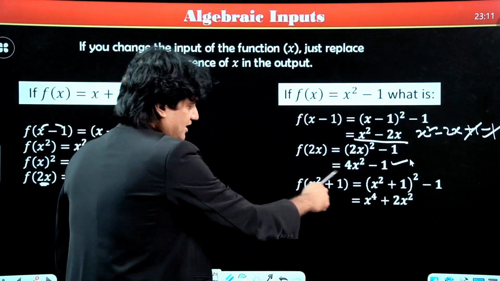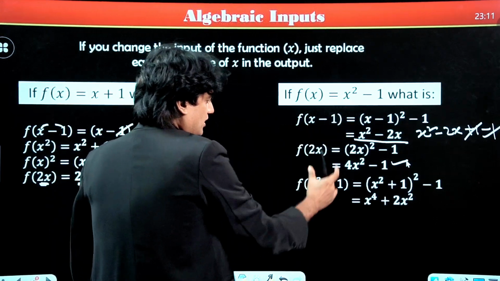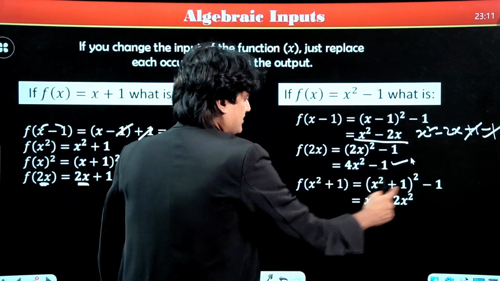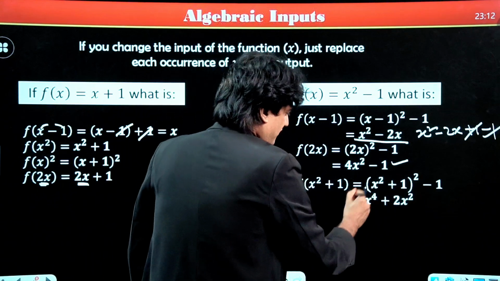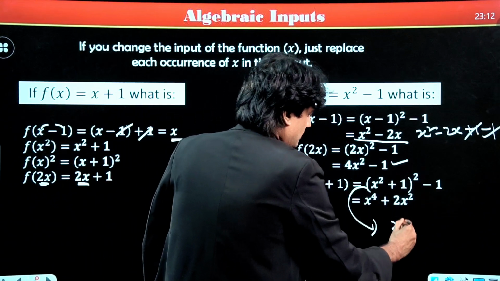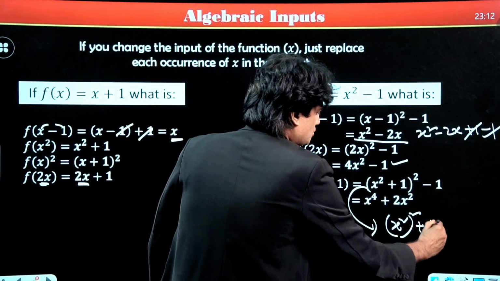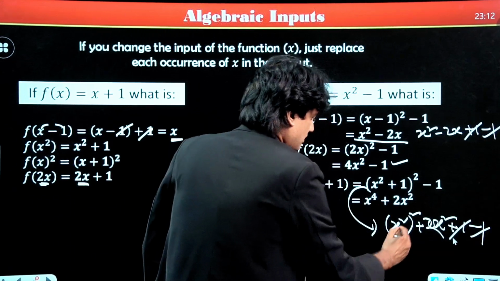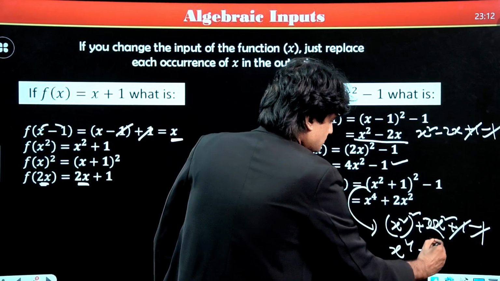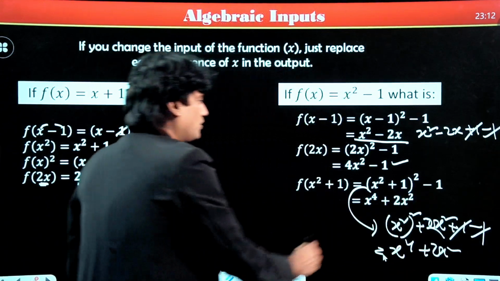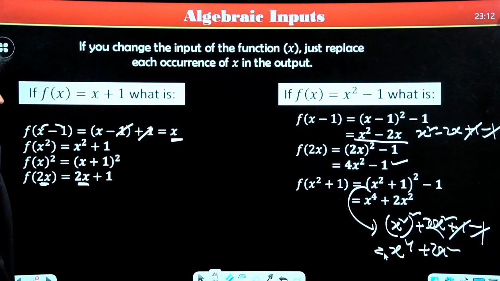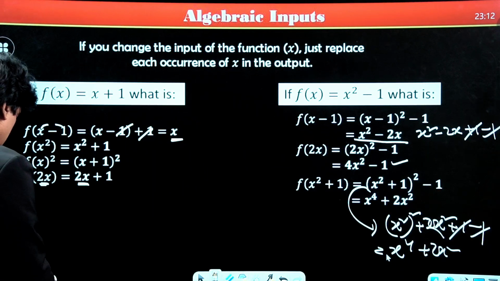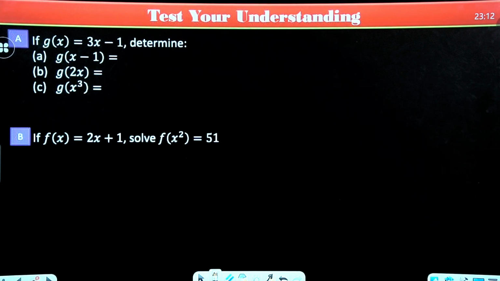So instead of x, if the input is x square plus 1, the machine will square it, and there is a minus 1. If we simplify this, a plus b whole square, so a square plus 2ab plus b square, minus 1. So the 1s are gone, and we get x to the power 4 plus 2x square. So this is the output we are generating. I hope you understood this one, and let's move to another example.